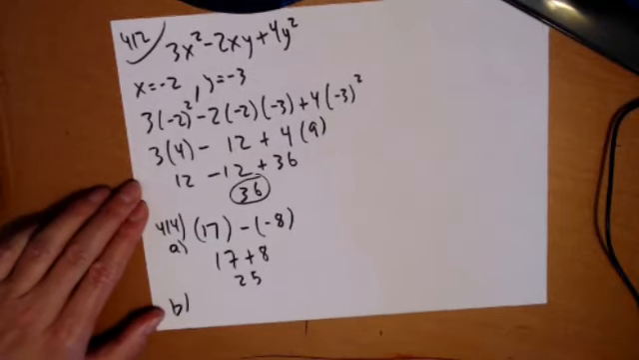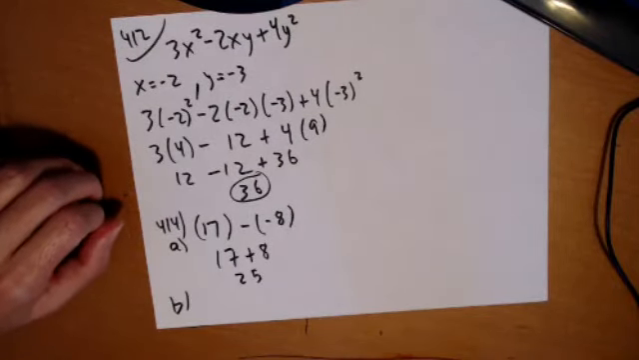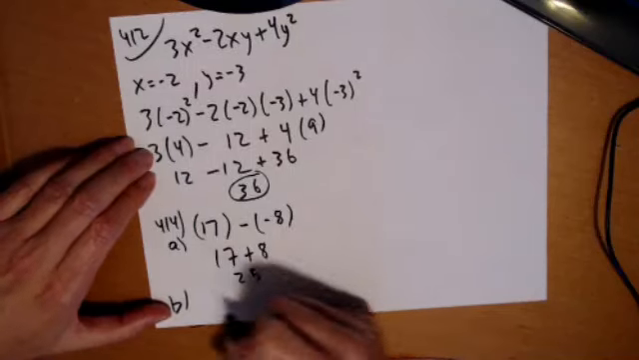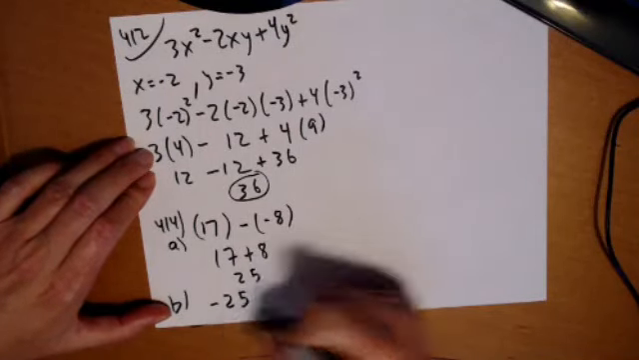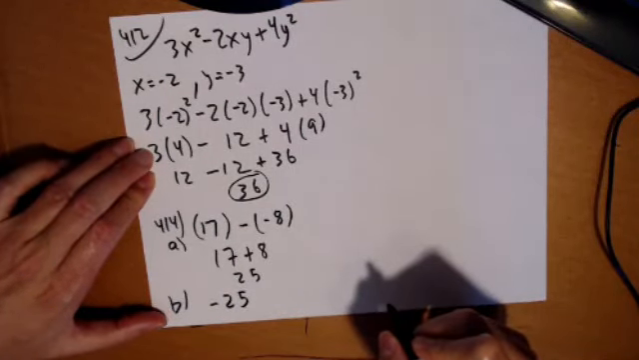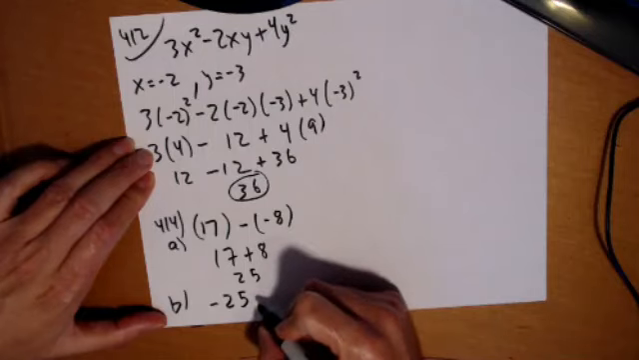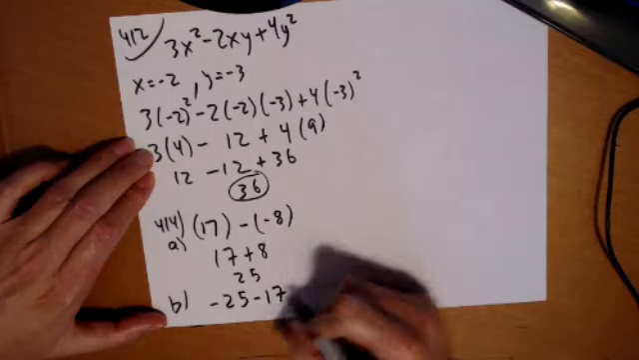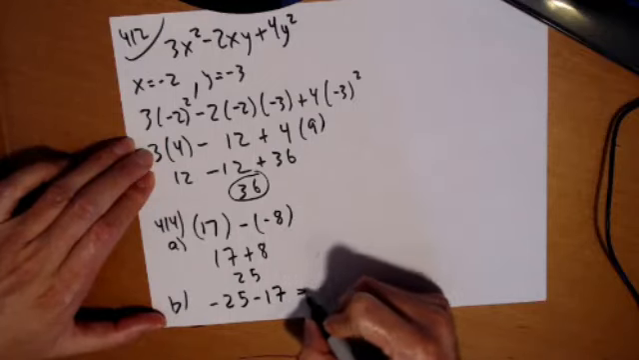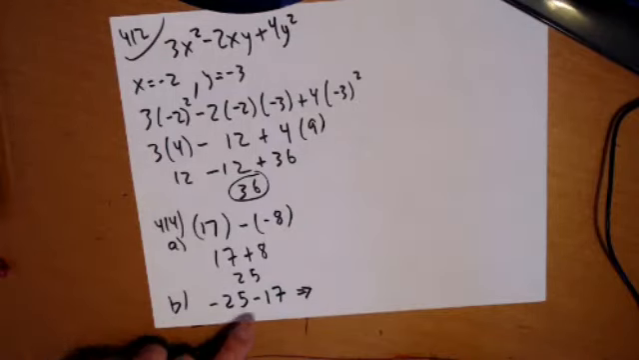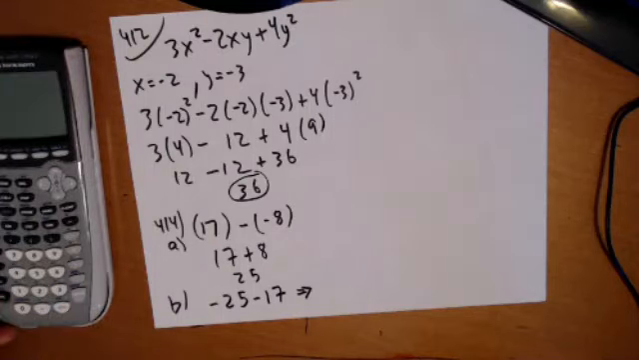Part B says subtract 17 from -25. So here's -25, and you're going to subtract 17 from that. The wording's always a little bit confusing. Just read it a few times. So -25 minus 17. So what is that? Calculator. -42.